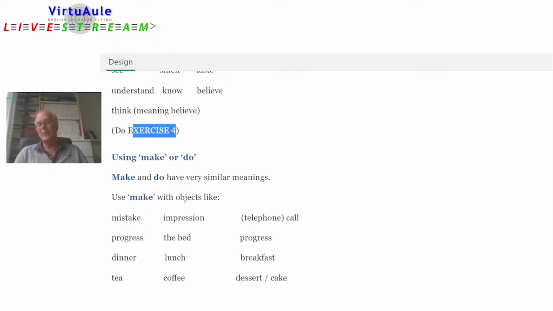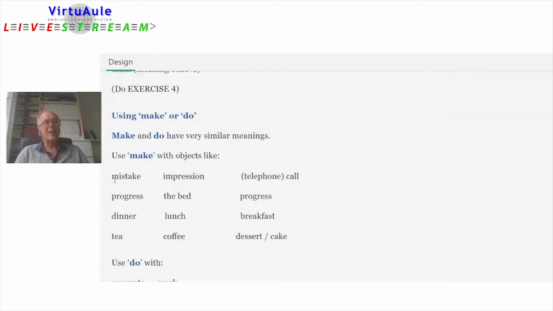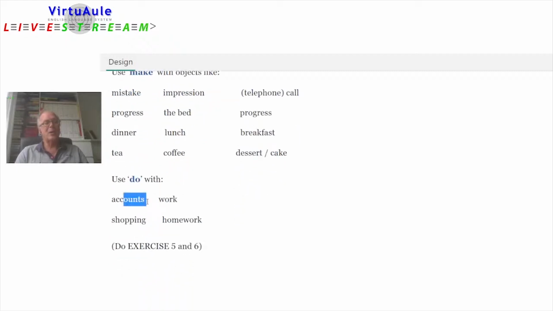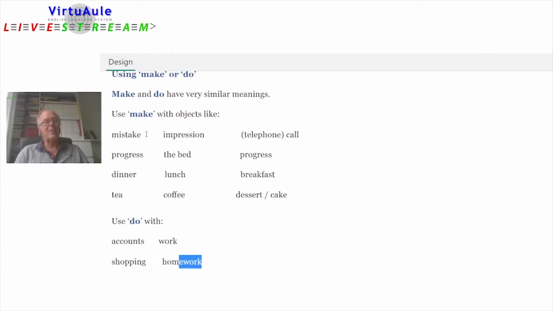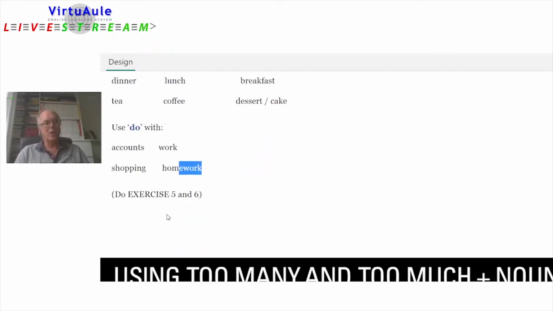Okay, if you have access, you can do exercise 4. Now, using make or do. Make and do have very similar meanings. We use make with objects like a mistake, an impression, a telephone call, make progress. You make the bed, you make dinner, you make lunch, you make breakfast, you make tea and coffee and dessert and cake. Instead, with do, we do the accounts, we do work, we do shopping, we do homework. So keep in mind that those objects are different. We don't make work, we do work, okay?